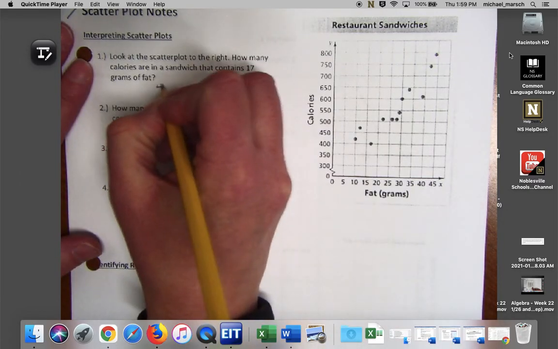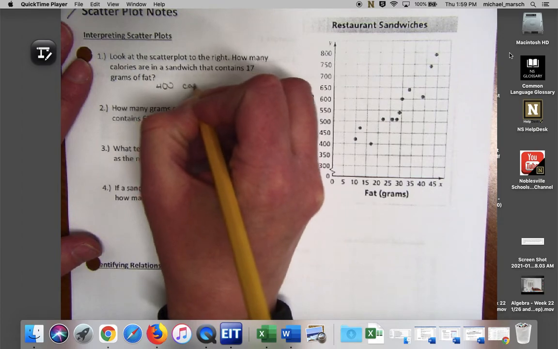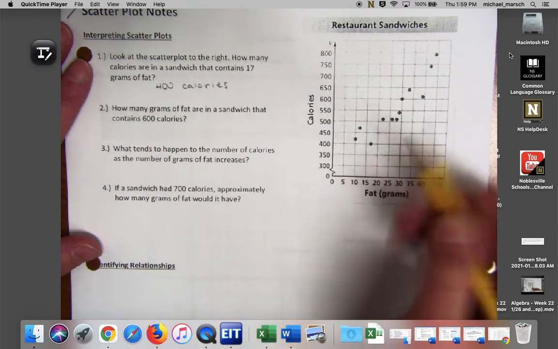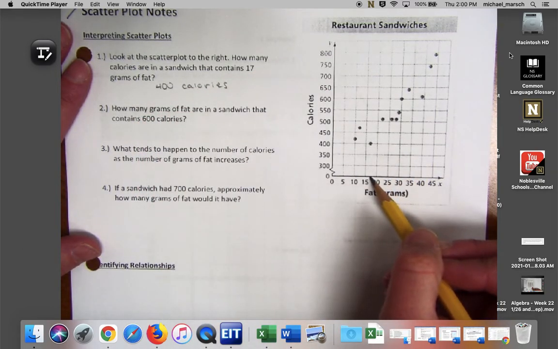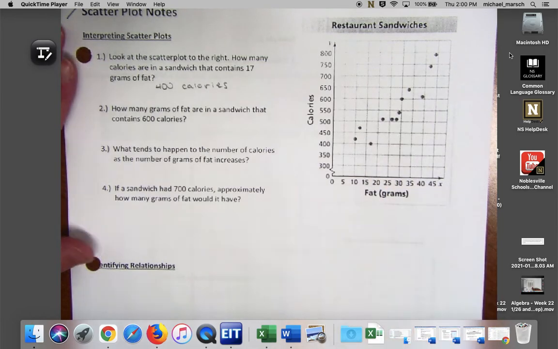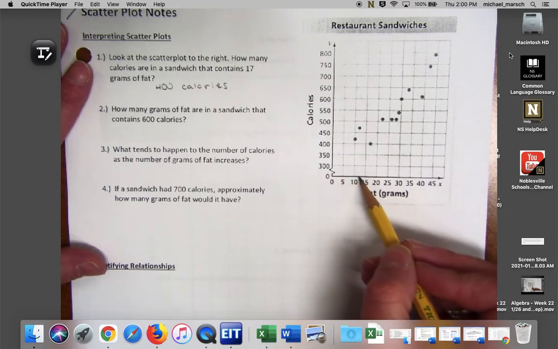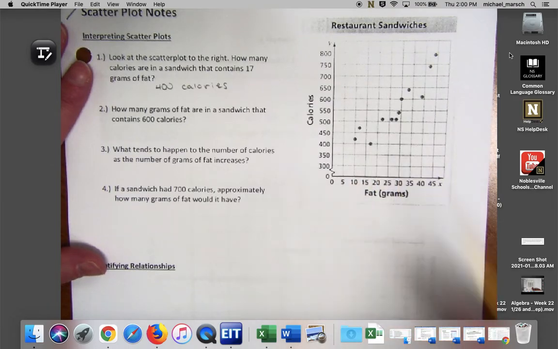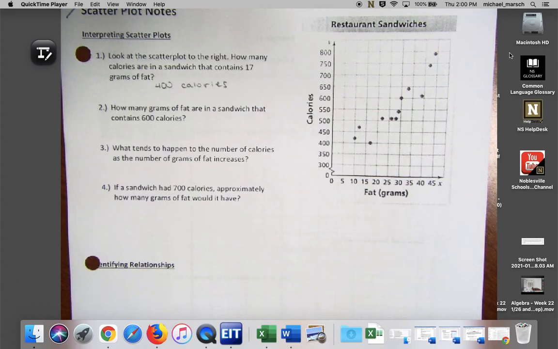Because if I look at the fat on the graph, between 15 and 20 is where 17 would be, and there is one dot between that, so that is most likely 17. Perfect, right? We just go over to 17 and go up and say, oh, that must be it.